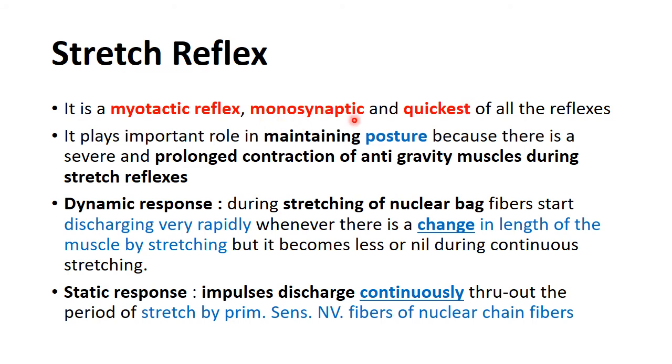Why do we say monosynaptic? Only one synapse is here in the spinal cord. Quickest because it is conveyed by the 1A and group 2 type of sensory fibers. So it is responsible for maintaining the posture, prolonged contraction of the anti-gravity muscles, and it is responsible for change in the length of the muscle by stretching, and it is also responsible for continuous contraction.